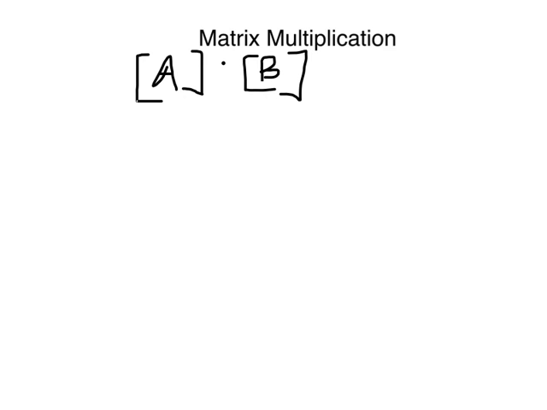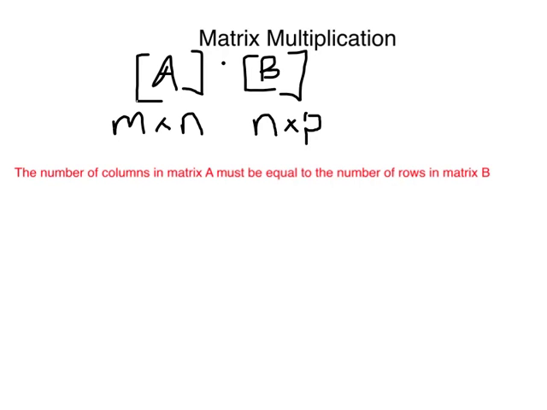Alright, so let's say I have matrix A times matrix B. Matrix A is going to be an M by N matrix, and then matrix B is going to have to be an N by P matrix. So what this says is that the number of columns in matrix A must be equal to the number of rows in matrix B. So the very first step in matrix multiplication is to check and make sure that the columns in A equal the rows in matrix B. The columns in the first matrix must be equal to the number of rows in the second matrix.